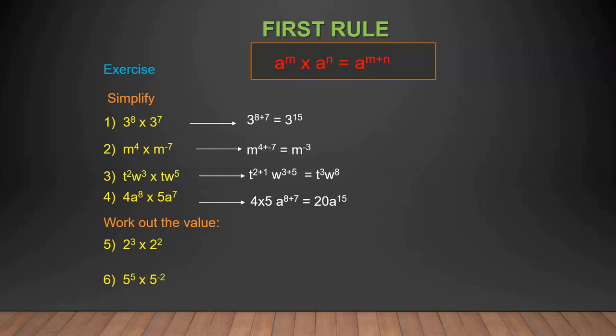For number 5, you're going to work out the value. So you simplify first and then work out the value. You copy the common base of 2, add the indices, which are 3 and 2, which will give you 2 to the 5th. 2 to the 5th means you see 2 5 times multiplied together, and that will give you 32. For number 6, you're going to copy the common base of 5, add the 2 indices, 5 and negative 2, which will give you 3. So 5 cubed means 5 times 5 times 5, which will give you 125. I hope you got all your answers right, and thank you for watching.